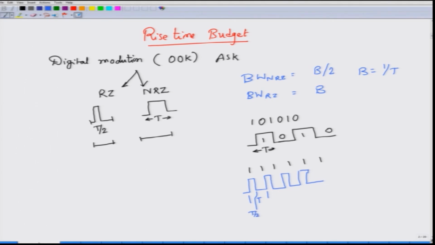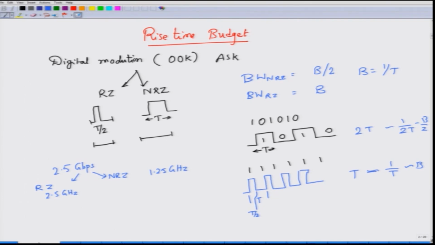Okay. So the fundamental period here is 2T, the fundamental period here is T, therefore the bandwidth requirement is 1 by 2T or B by 2, whereas the bandwidth requirement for the RZ case is 1 by T or B. Okay. So if I am looking at 2.5 Gbps transmission for NRZ, the bandwidth requirement is 1.25 gigahertz. For RZ it would be 2.5 gigahertz. These are quite rough values.